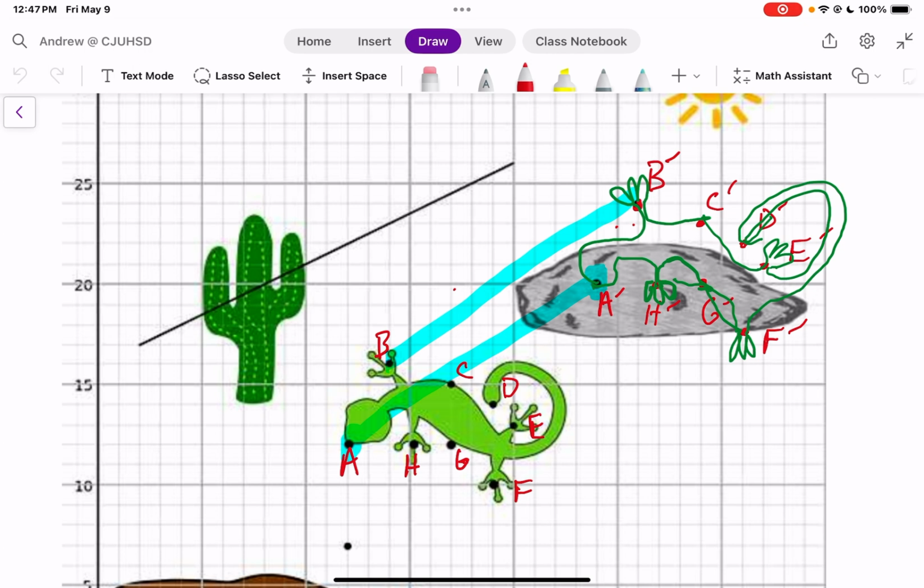all the other points are going to move the same distance. So I believe it's something like 8 units up and 10 units across. Every point is going to translate, or move the same way, or slide the same way for translation.